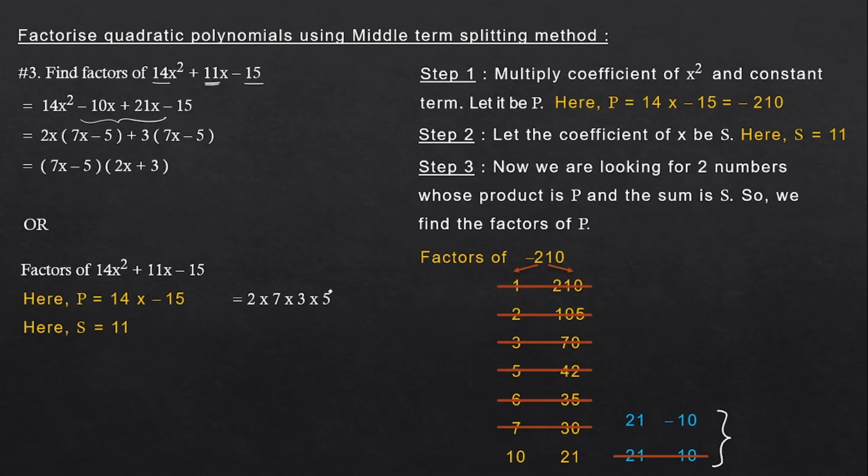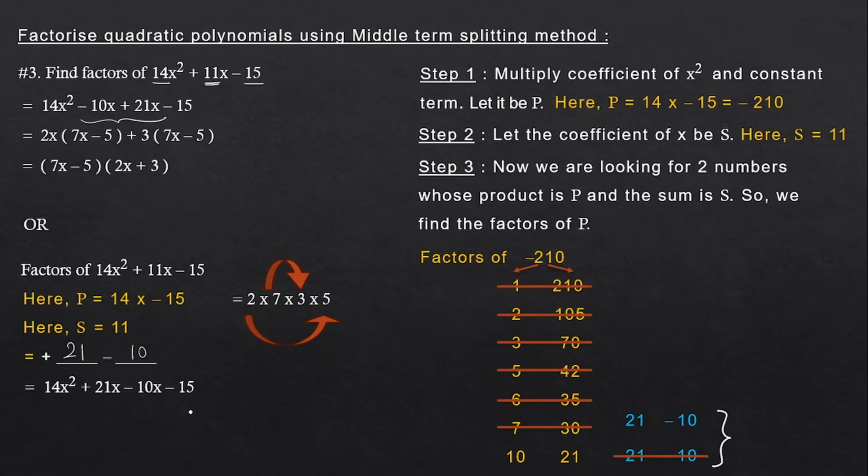Now, using these combinations of factors only, I can just look and find 11. So I can see 2 times 5 is 10, 7 times 3 is 21, and if they are subtracted, I'll definitely get 11. So this middle term 11 can be written as 21 minus 10. So 21 from here, 10 from here. Very simple. So rather than going through this entire process, I found my required factors. So 14x square plus 11x is split as 21x minus 10x minus 15.